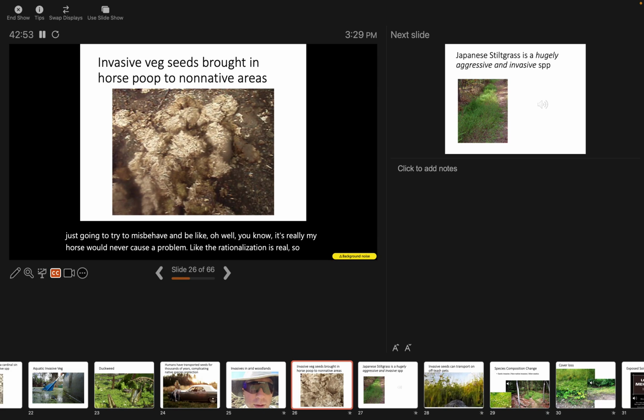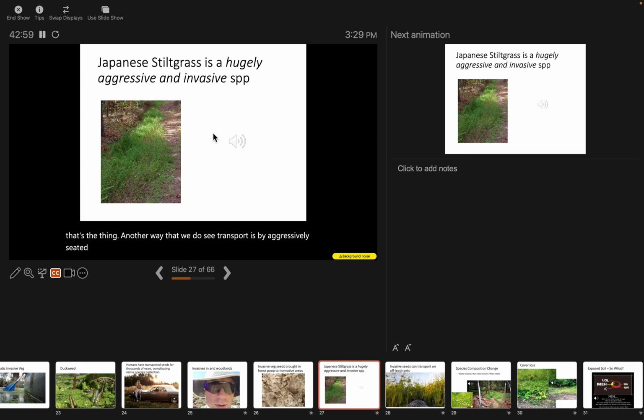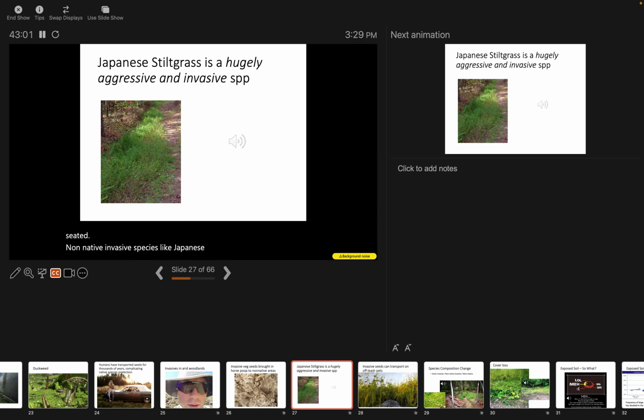So that's the thing. Another way that we do seed transport is by aggressively seeded non-native invasive species like Japanese stiltgrass, Microstegium vimineum. This is a huge problem on the Shawnee, to the point that it actually causes changes in how we're able to manage fire across southern Illinois. This stuff grows in such a thick thatch that in a season or two, it can go dozens of meters out from a site. It produces lots of seeds, and it tends to really colonize aggressively on the left-hand edge and the right-hand edge of a hiking trail.